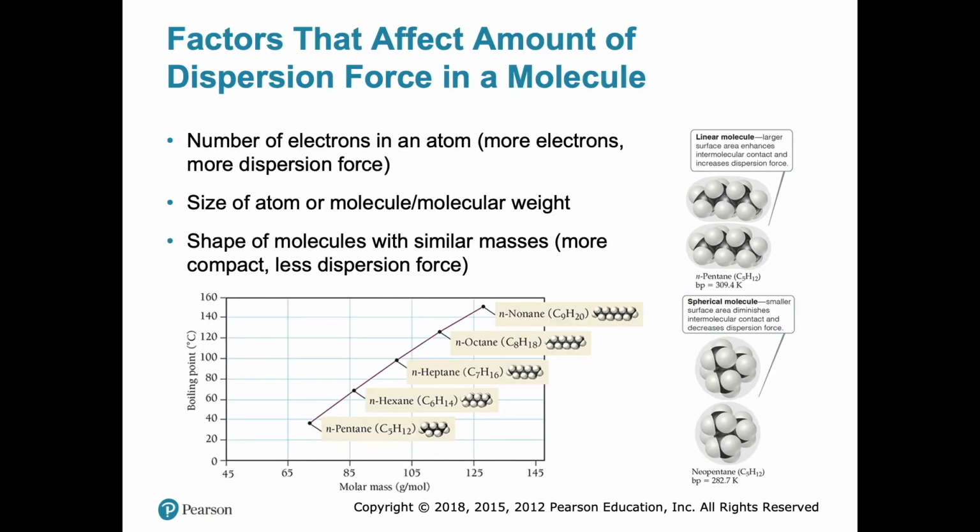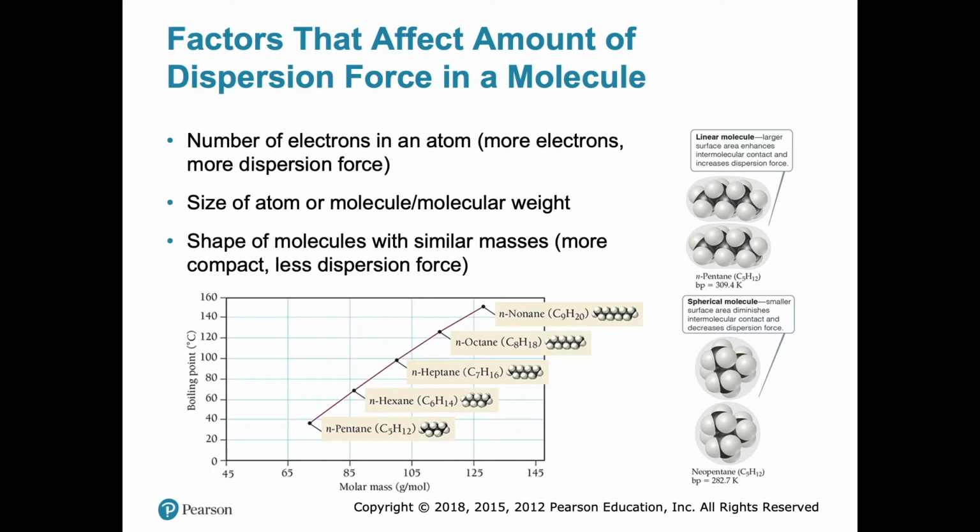Okay, so let's talk about some more factors that affect the dispersion force of a molecule. Again, the number of electrons in an atom affects it. So the more the electrons, the more the dispersion force. As the size of the atom or molecule increases in weight, there's more dispersion force, because the only way that an atom can increase in weight is if it gets bigger, and that means it has more electrons. Does that make sense?